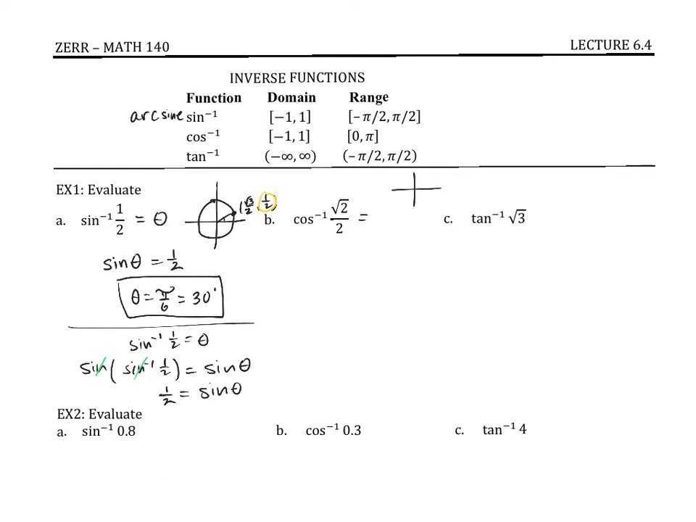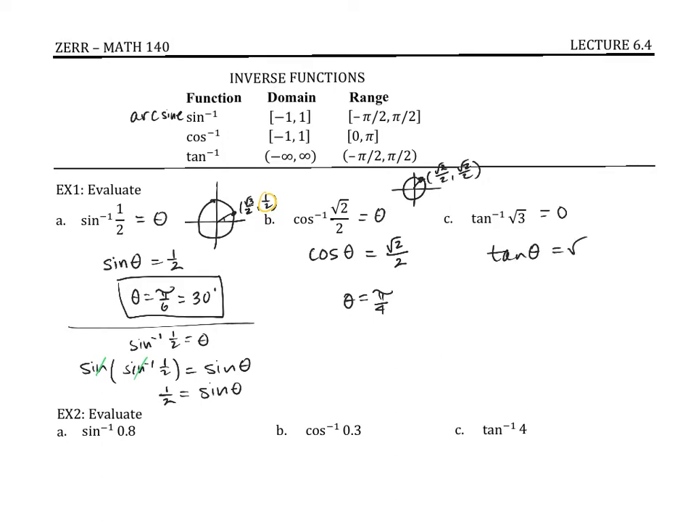arc cosine of √2 over 2. So this would mean that the cosine of some angle has the value of √2 over 2, and that is at the angle pi over 4, because that terminal point is √2 over 2, for both the x and the y.